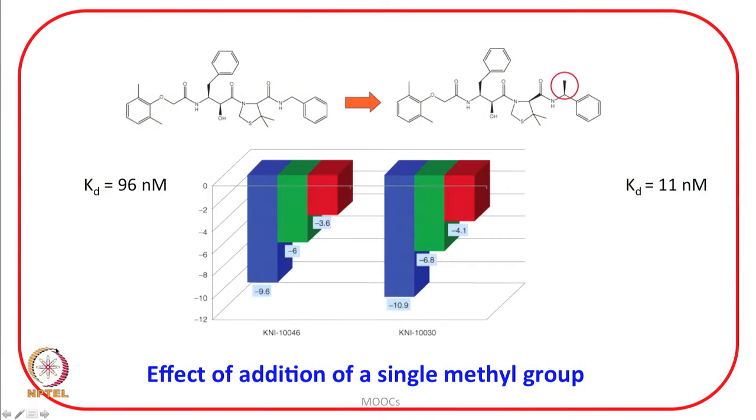Let us take the next example for better clarity. This is again an example with the HIV-1 protease inhibitor KNI 10046 and its conversion to KNI 10030. The difference between these two molecules is only the substitution of a methyl group.